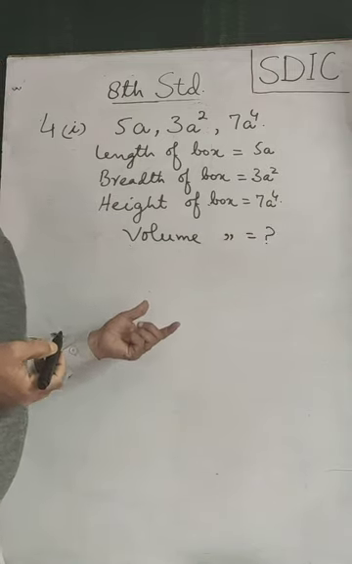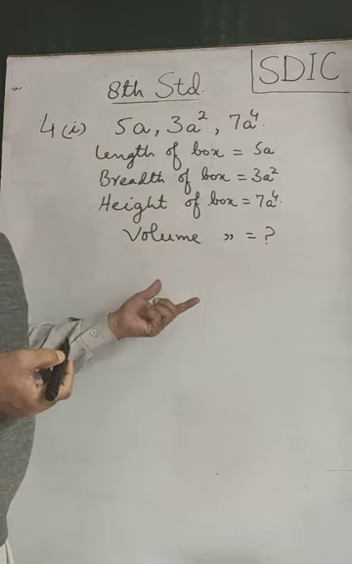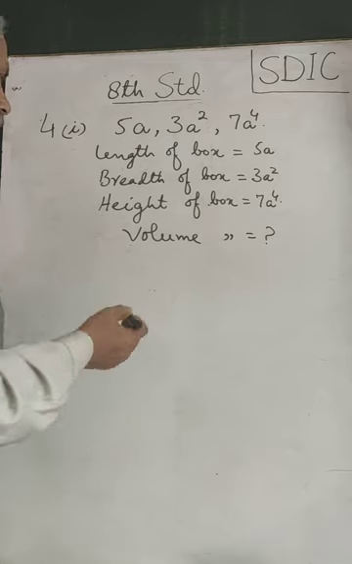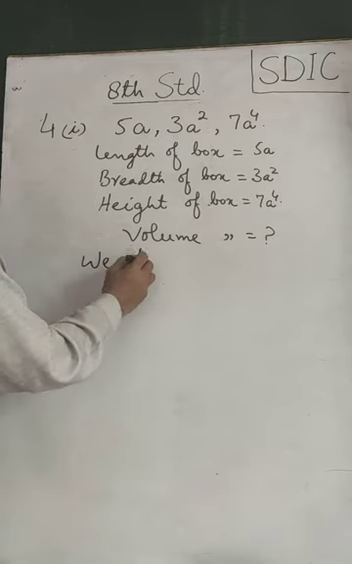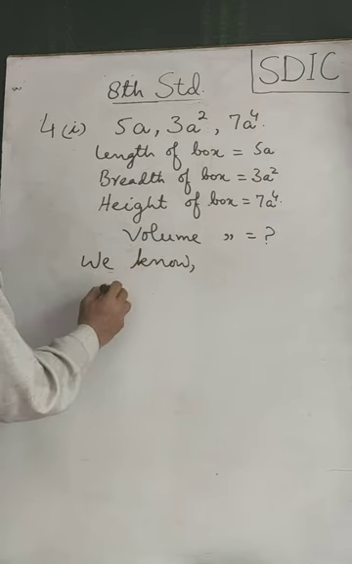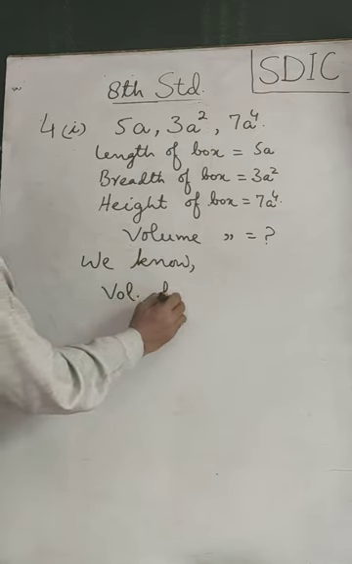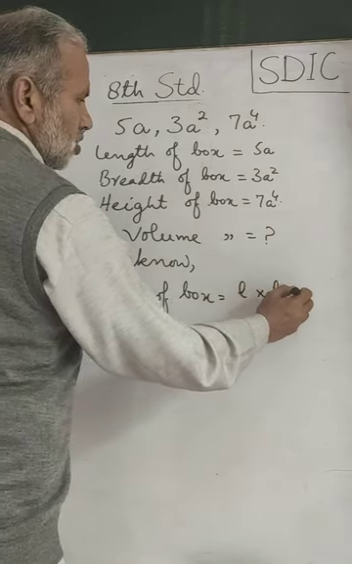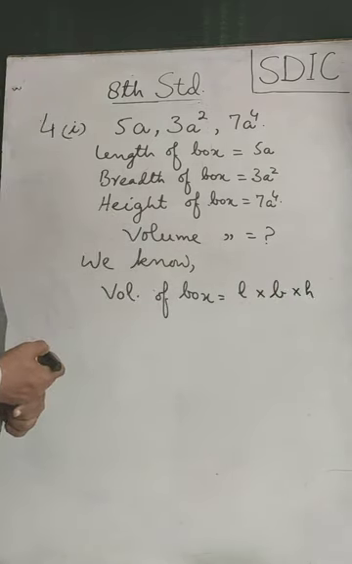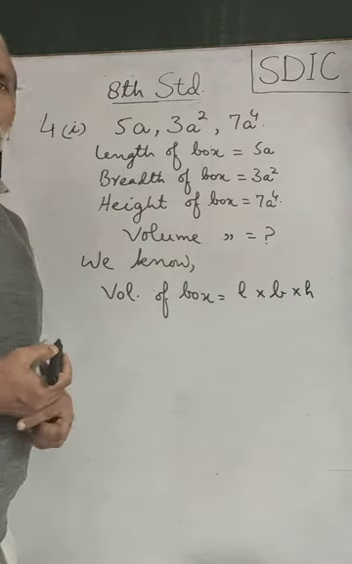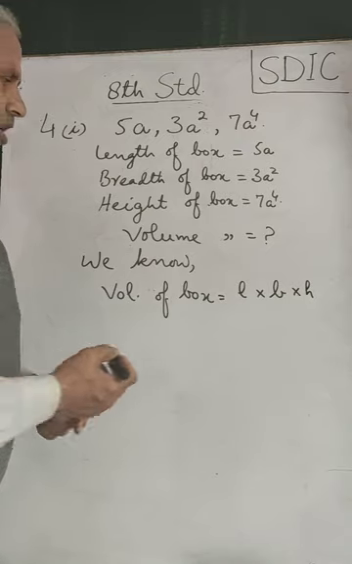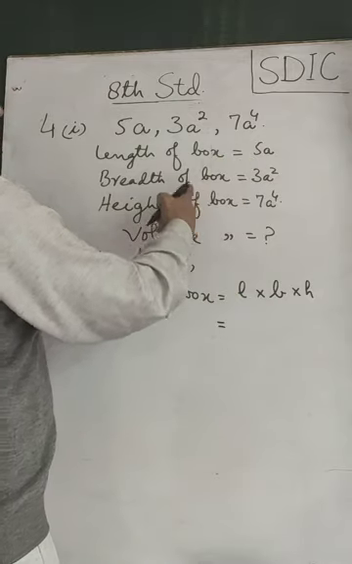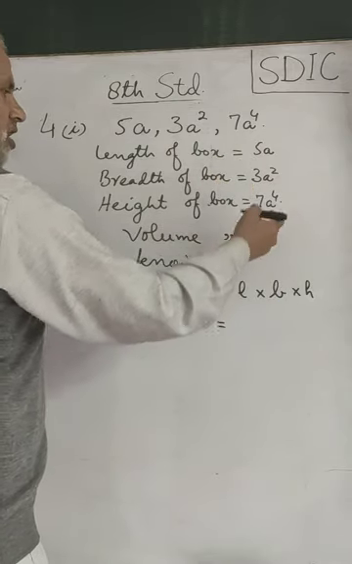To find the volume of box, we'll use the formula of volume of cuboid. Rectangular box is called a cuboid. The formula of volume of cuboid, you know. Use that formula. Volume of box is equal to length into breadth into height. Length into breadth into height is the formula for volume of box, volume of cuboid. So what we'll do, for length we'll write 5a, for breadth we'll write 3a square, for height we'll write 7a raised to power 4.